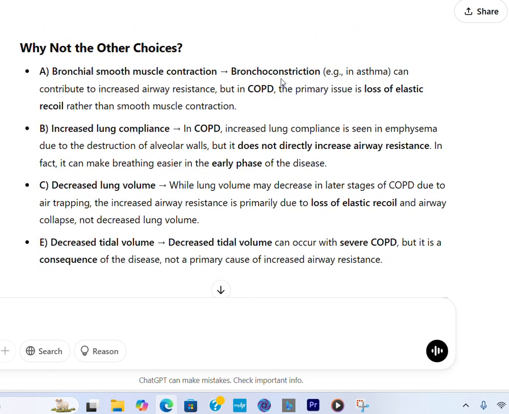A. Bronchial smooth muscle contraction, or bronchoconstriction, e.g. in asthma, can contribute to increased airway resistance, but in COPD, the primary issue is loss of elastic recoil rather than smooth muscle contraction.